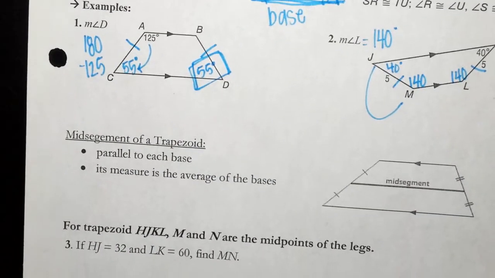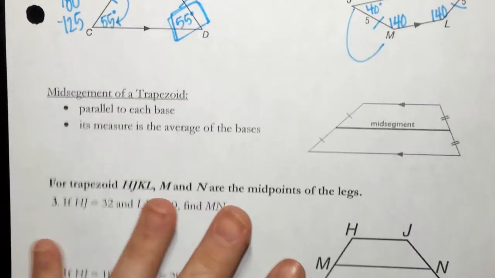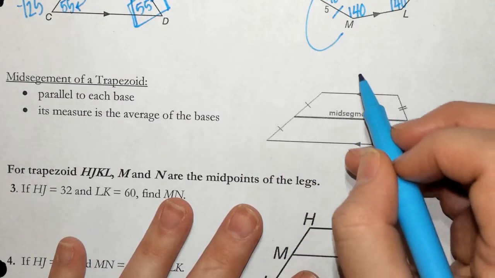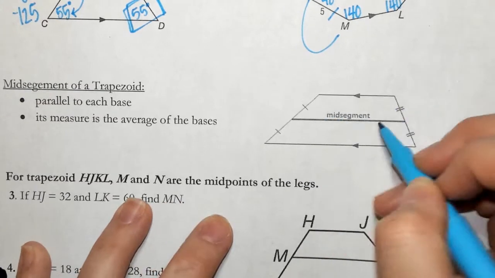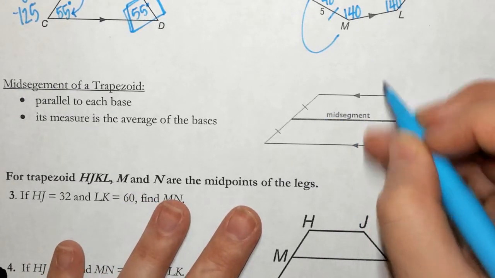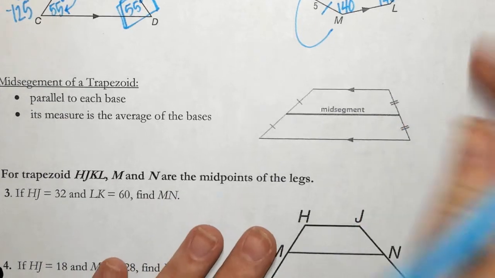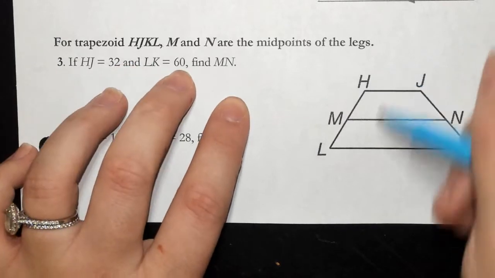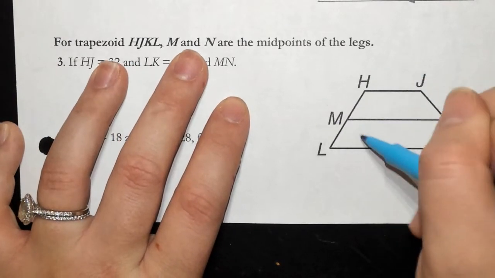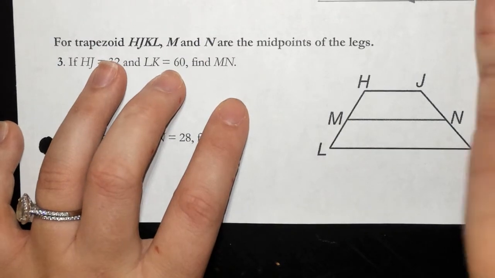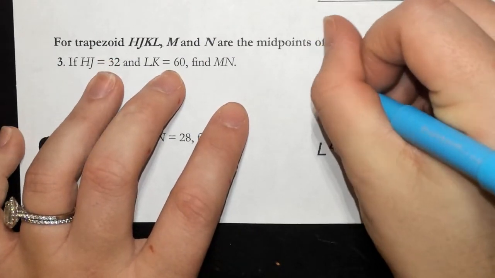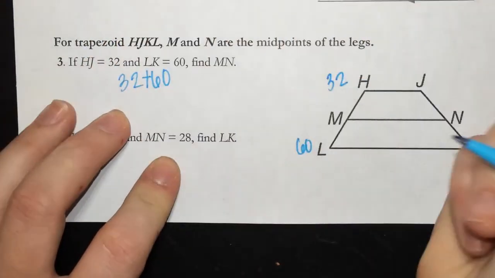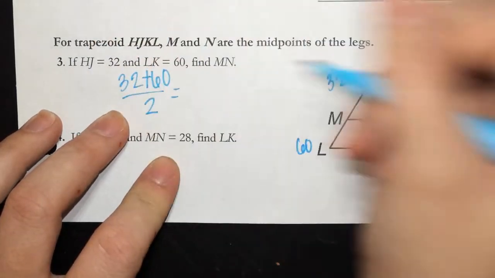Okay, one more important part about a trapezoid is called its mid-segment. So there's this line, and it's in the very middle of the bases. So you have like the average, basically. You have a base and a base, and then in between the two bases, perfectly, is the mid-segment. Okay, so in number 3, if HJ is 32 and LK is 60, you want to find the middle. Well, you literally just pretend you're finding the average. If this is 32 and this is 60, let's add them together and divide by what? And that'll give you MN.